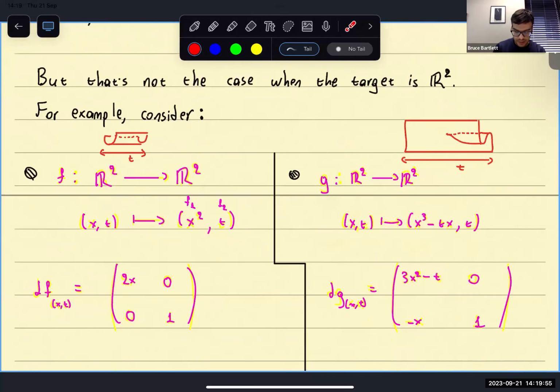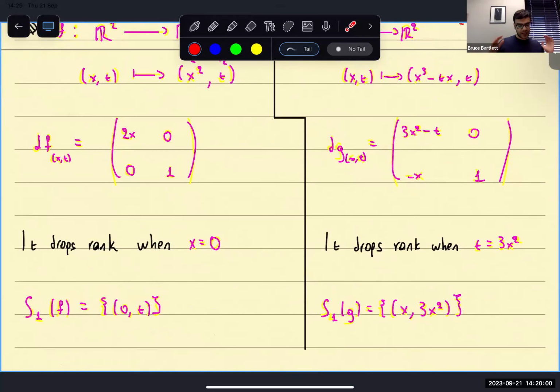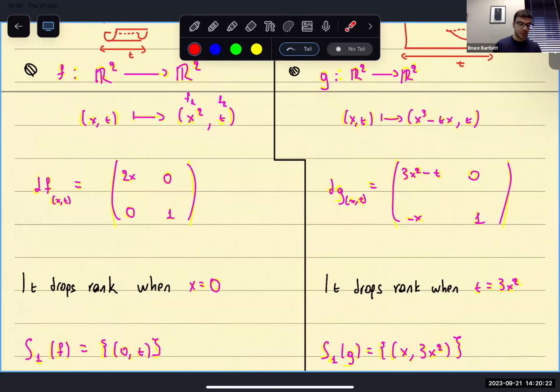So basically, I'll carry on with this example because it's a nice example to see in detail. The thing that we will exploit is that S1F and S1G are submanifolds of R2. That's something that we can kind of see. In particular, we can take the original function F and restrict it to S1F, and also take the original function G and restrict it to S1G.